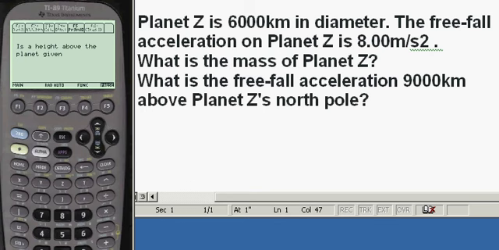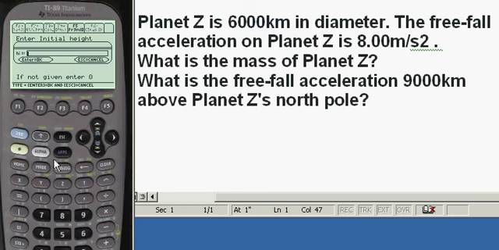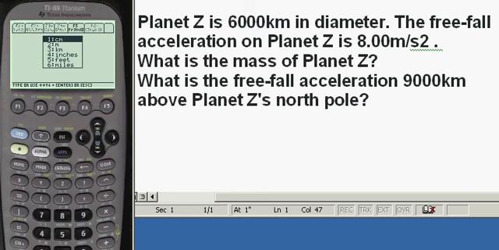They ask, is there a height above the planet? And I say yes, because they're giving it to you here, 9,000 kilometers. So we say yes, so we enter the height, alpha 9 times e to the 6 meters. Number 2. Excuse me. There's the height above the planet. I say it's okay, number 1.